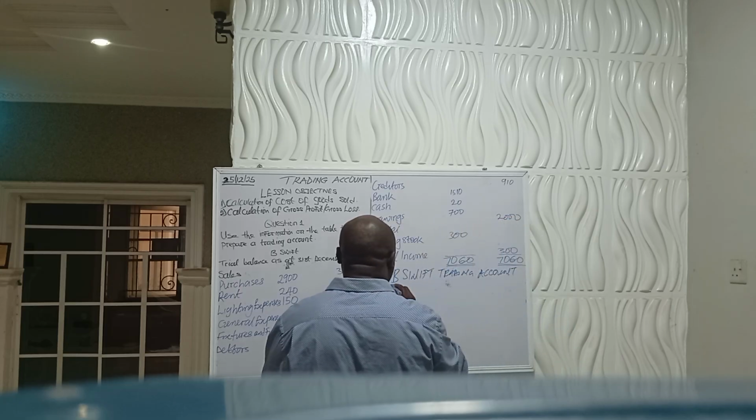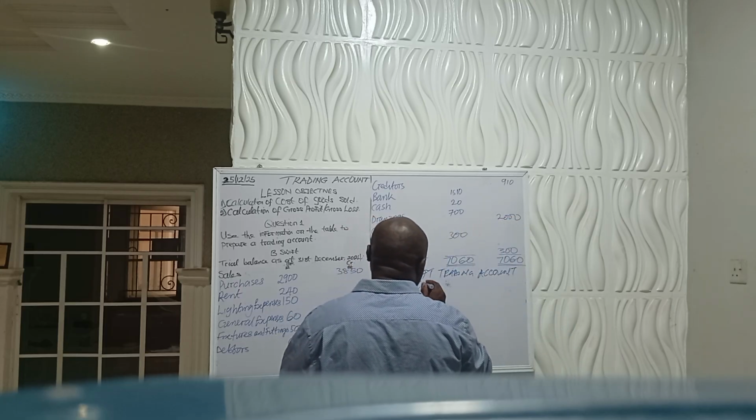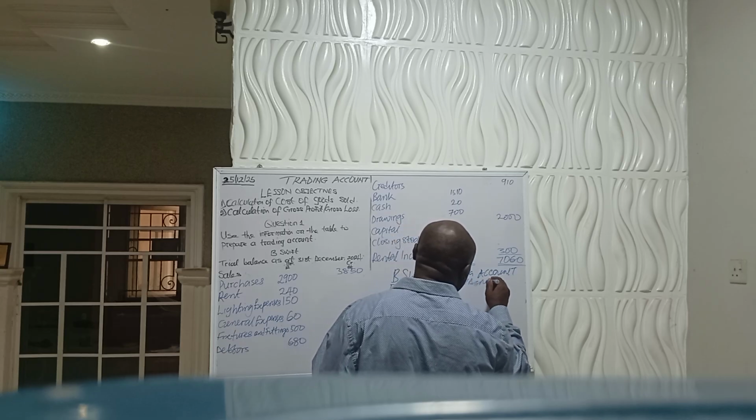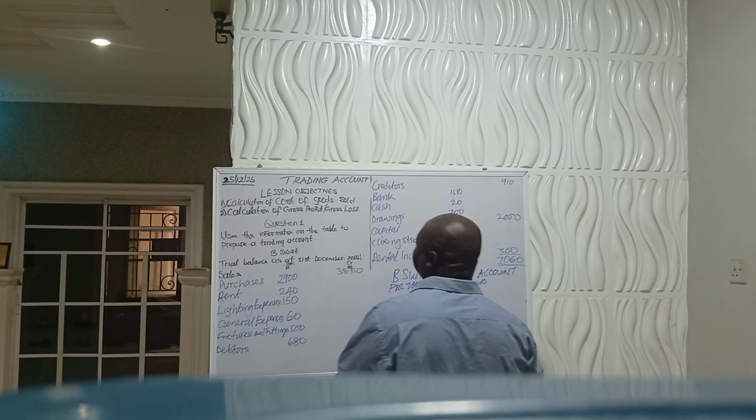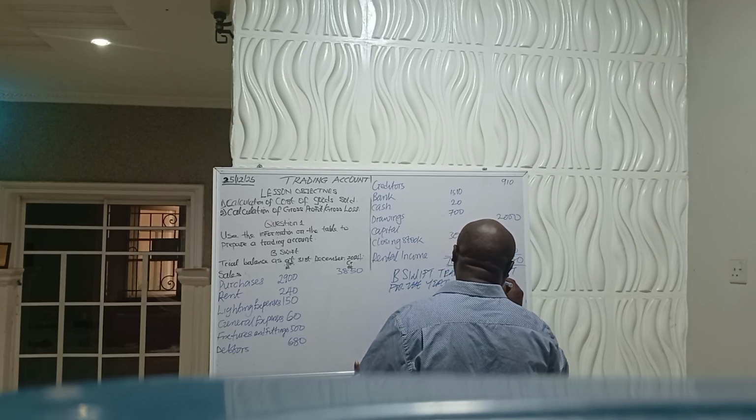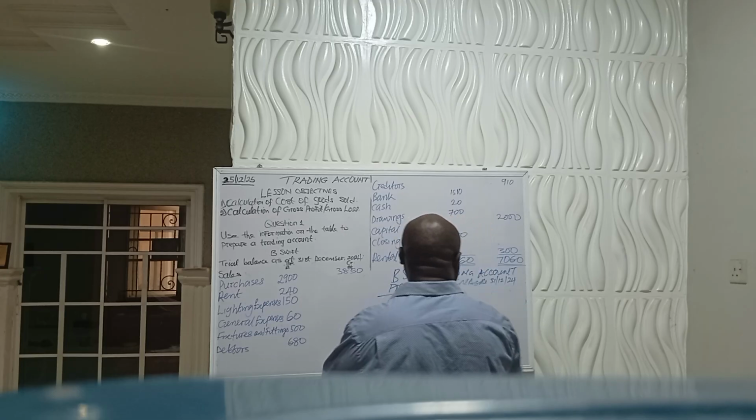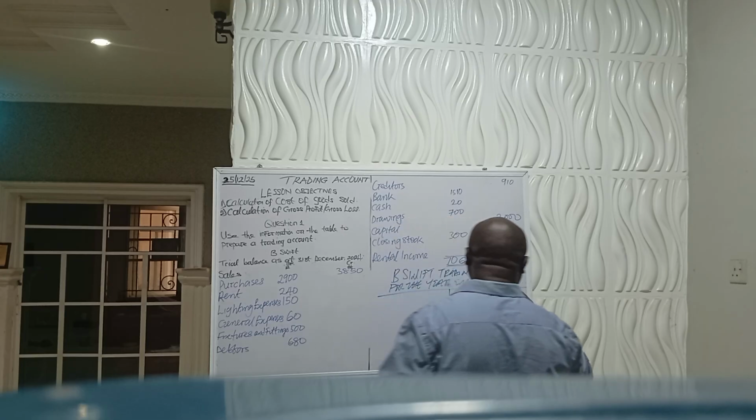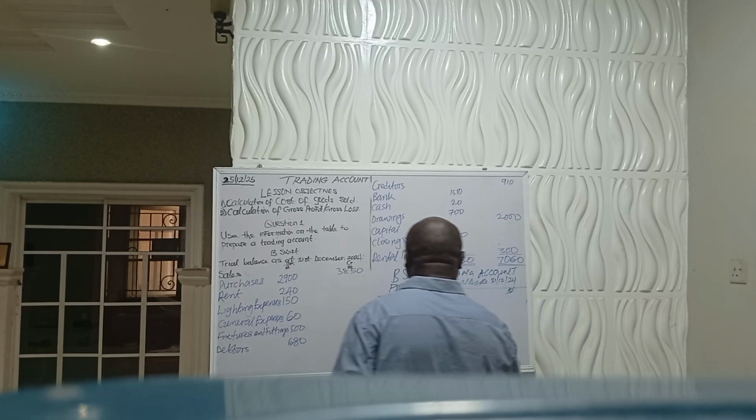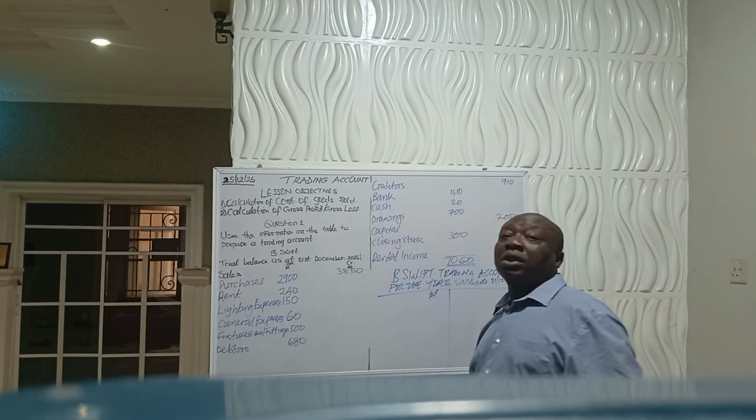B Swift Trading Account for the year ended 31st of December 2024. So write the currency sign first. This is Naira. Naira sign.